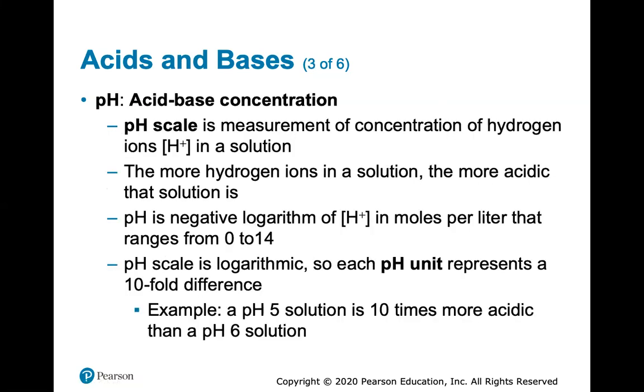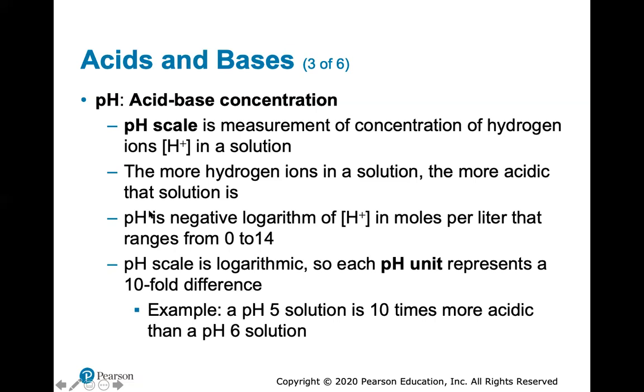So this brings us to the pH scale. If you're wondering where we're going with all this, the pH scale just gives the acid-base concentration of a solution. The pH scale specifically measures the concentration of hydrogen ions, which again are these H+, in a solution. And the more hydrogen ions that are in a solution, the more acidic that solution is.